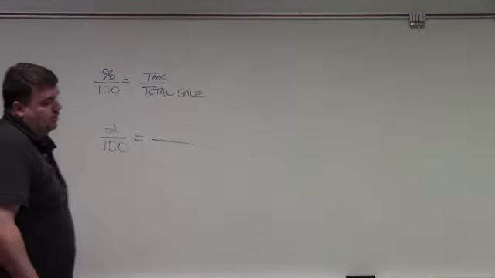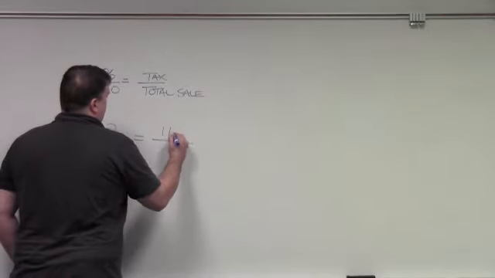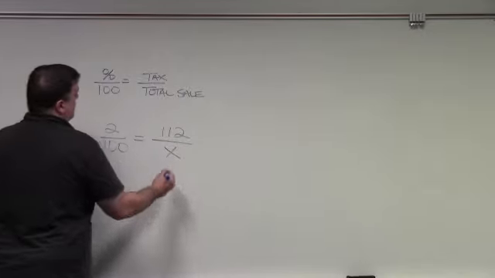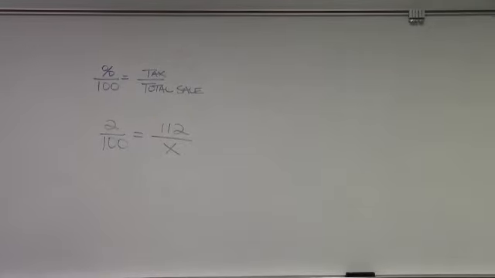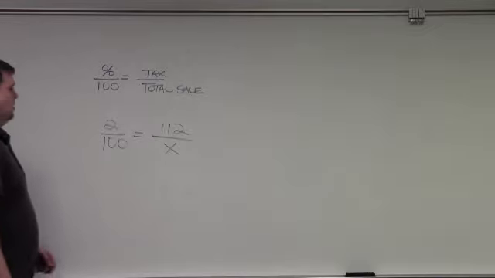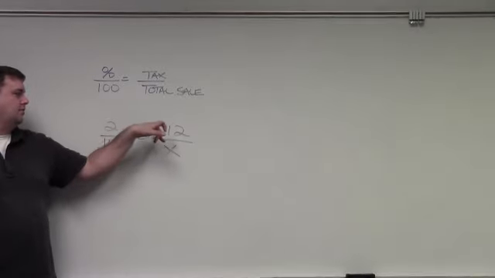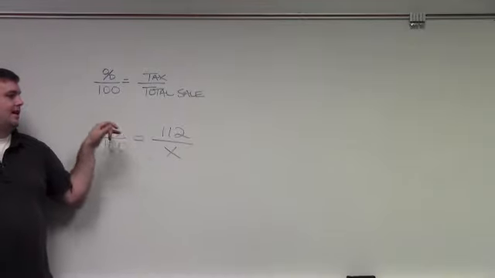Do we have the tax or do we have the total sale? We have the tax, $112, which means we don't know the original price of the boat. Well, we can find it. How would I solve that? Cross multiply. What am I cross multiplying? 2x times 100. Multiply 100 times 112, and then you're going to divide that number by 2, whatever number's on the diagonal of the x.